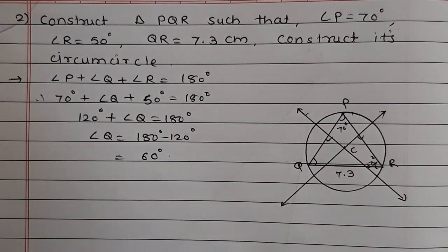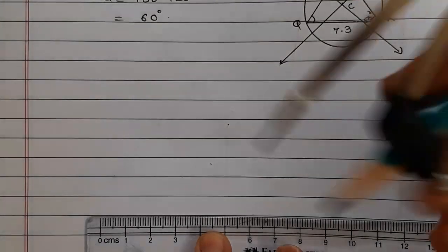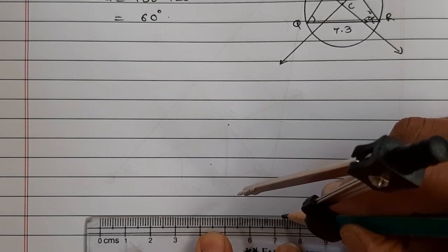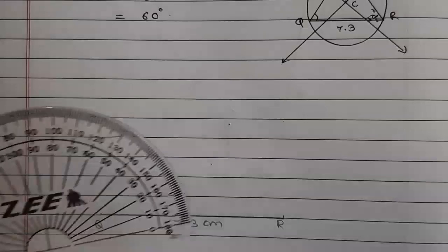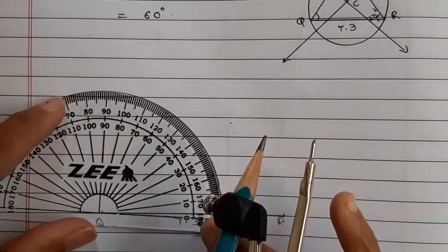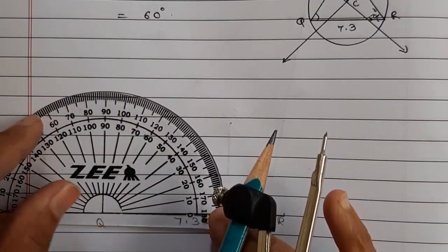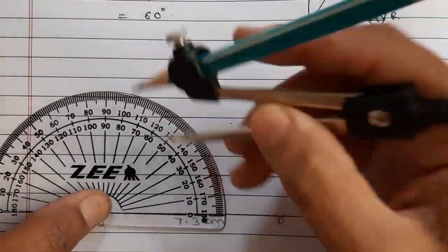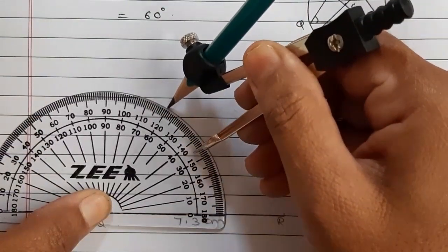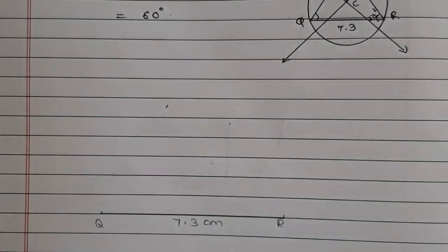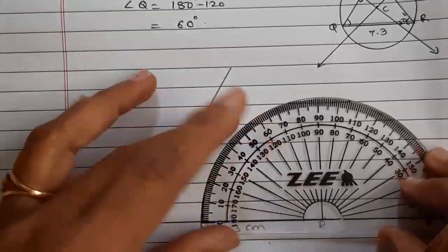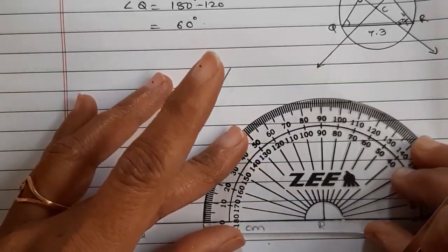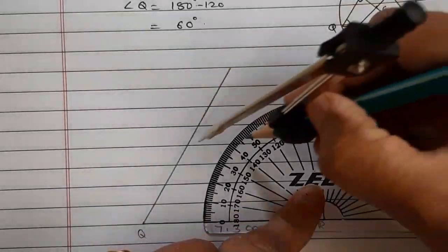Now first of all we will draw the baseline of 7.3 cm as QR. See here QR equals 7.3 cm. Now we have to draw angle Q as 60 degrees. Then angle R equals 50 degrees. So keep the protractor at point R and draw an angle of 50 degrees.